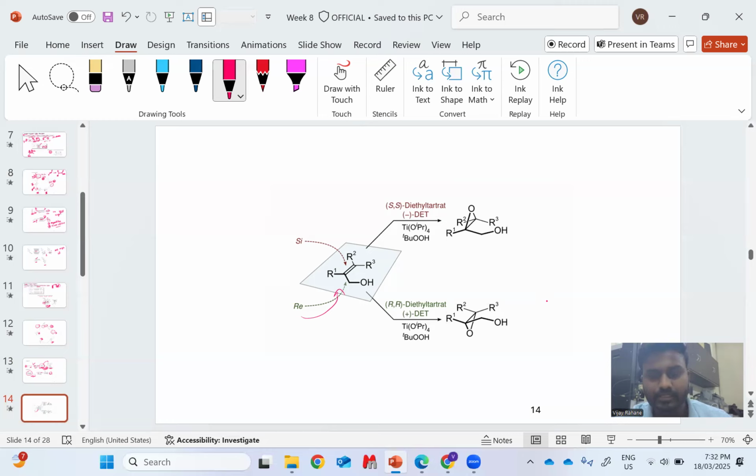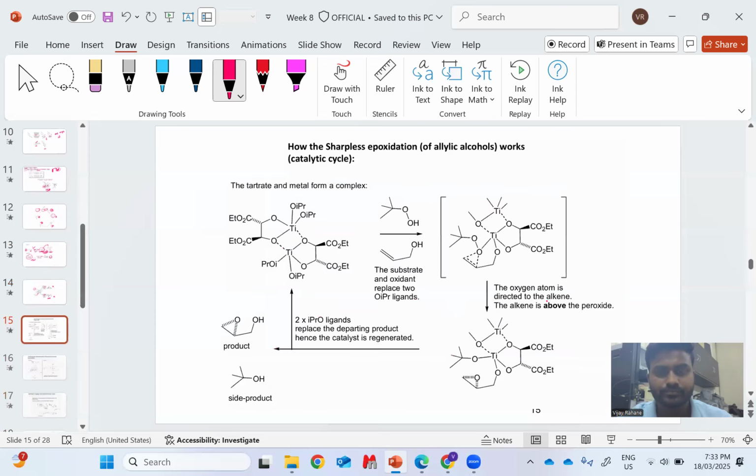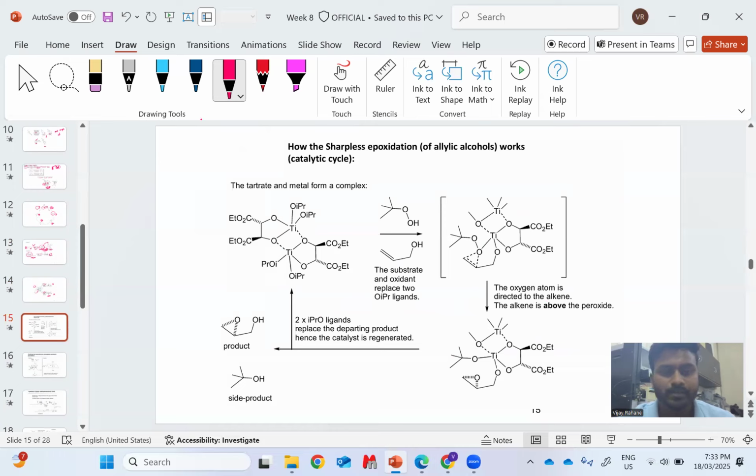This attack takes place with the (R,R)-diethyl tartrate, that is the plus DET. So that gives the alpha-directing epoxide. And when the attack takes place on the Si face, by the minus diethyl tartrate, the beta epoxide is formed upon the reaction. So this is how the epoxides are formed using the allyl alcohol.